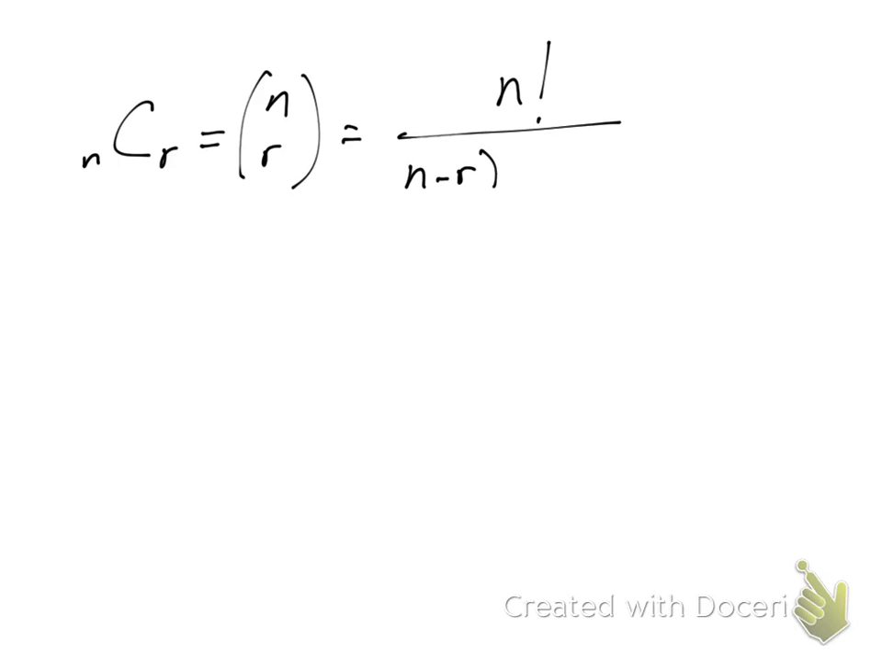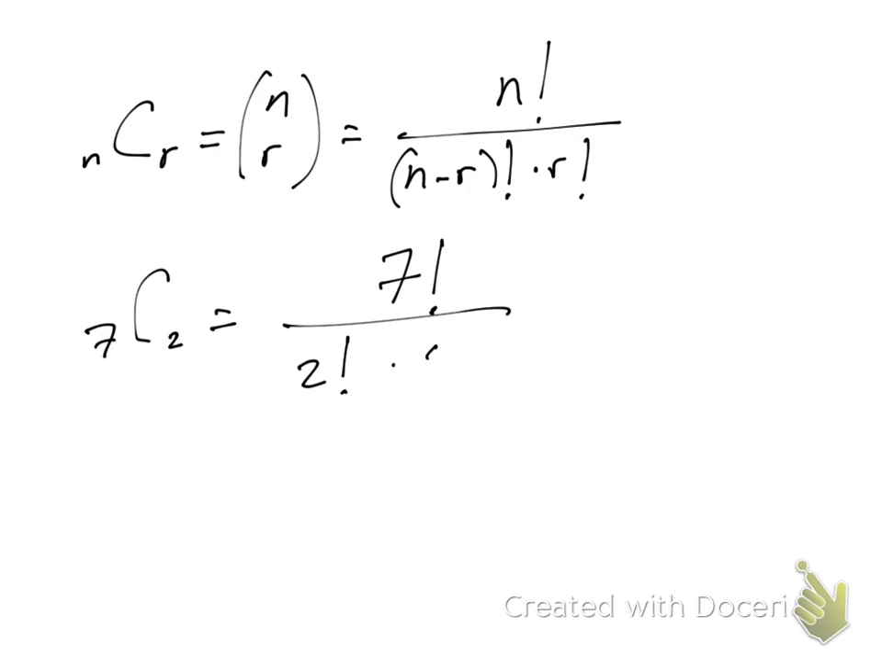And so the general formula is that the number of combinations, which is sometimes written n over r with parentheses, this is called n choose r, is equal to n factorial over n minus r factorial times r factorial. So, for example, 7 choose 2 would be 7 factorial over 2 factorial times 5 factorial. Or, if I want to stick to the order that I wrote the definition in, 5 factorial times 2 factorial, although again, multiplication commutes.